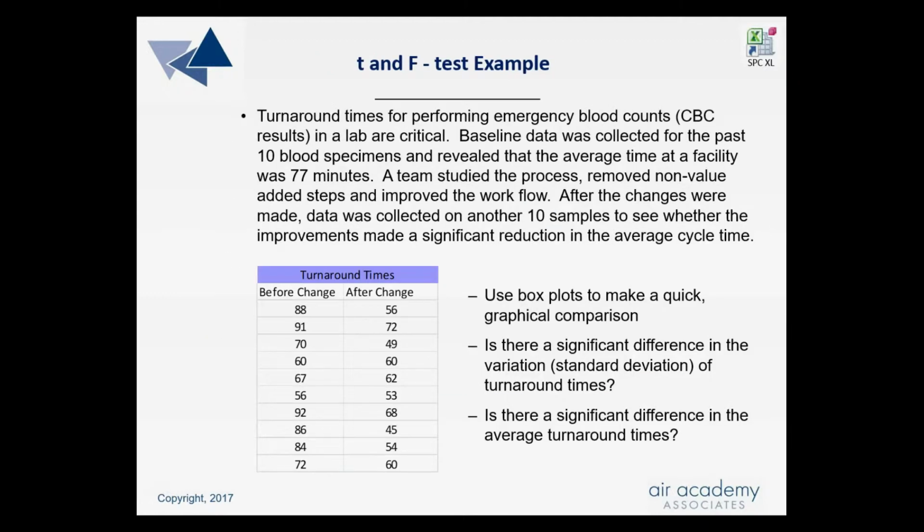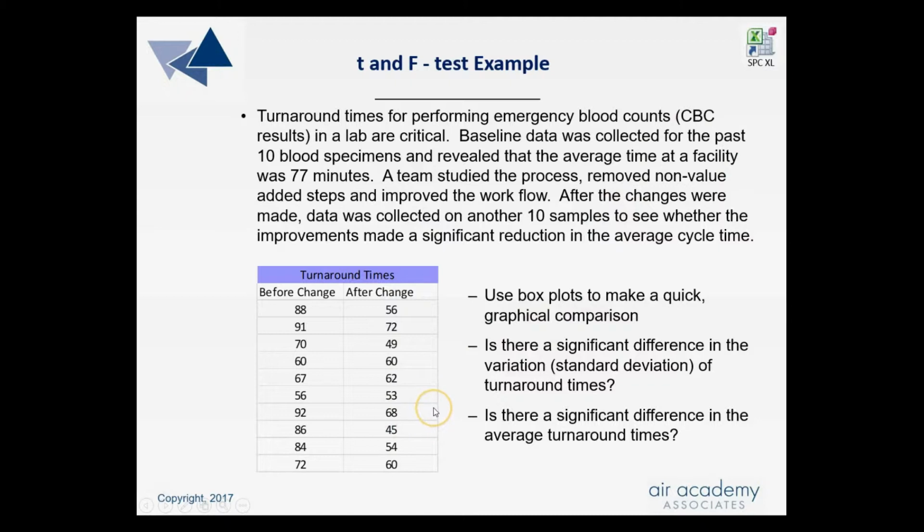Well, let's take an example and go to the software. The context for the example is turnaround times in a blood test laboratory, measured in minutes. Baseline data was collected with about 10 blood specimens and revealed an average time of about 77 minutes. This was the data you see right here, before the change was made. Now, the team did make a change. They removed non-value added steps and improved the workflow, and after the changes were made, they collected another 10 samples of data, and they got this data right here.